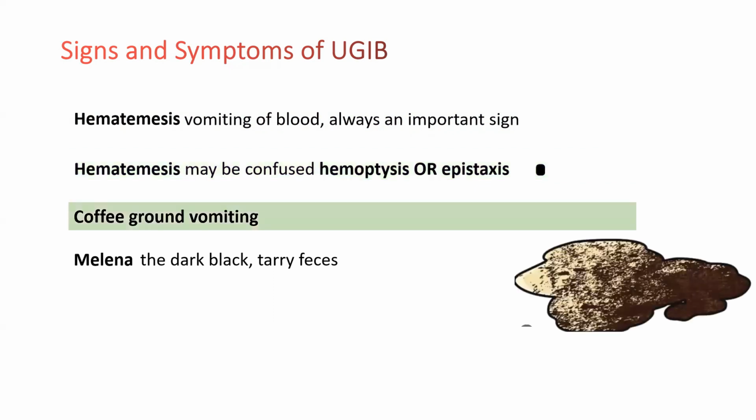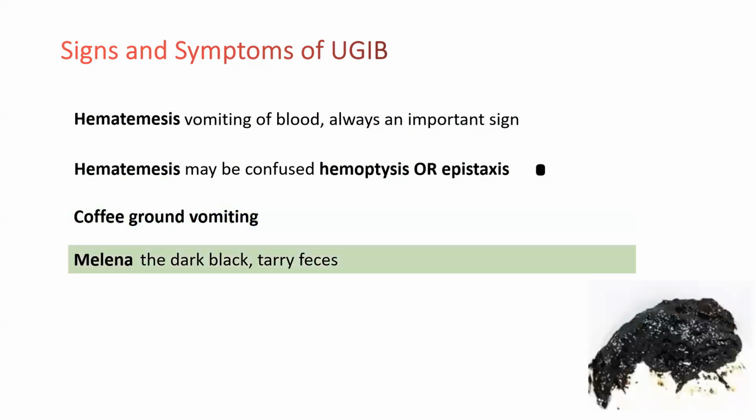And look at this picture, you see the coffee ground vomiting, and this is because in the stomach there is oxidation of the blood, and the blood may turn into coffee ground like vomitus. And the melena, the dark black stools, may be present because when the blood is in the duodenum, when it passes through the lower GI tract, it could turn into dark black feces.